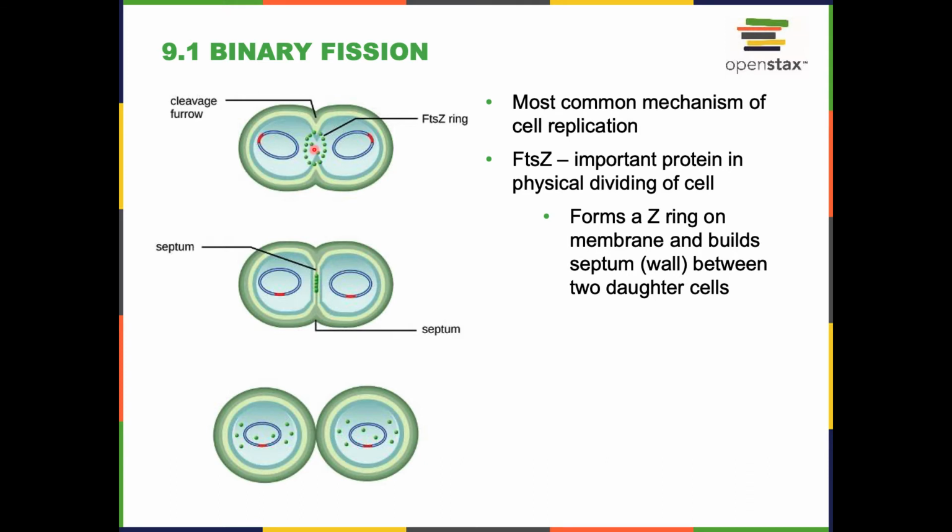A wall forms. We've got to build new membrane. We've got to build new peptidoglycan. And then when that comes together, now we have our two daughter cells.